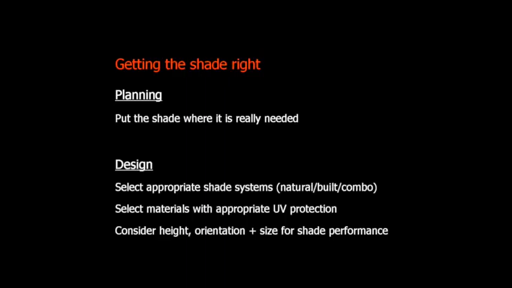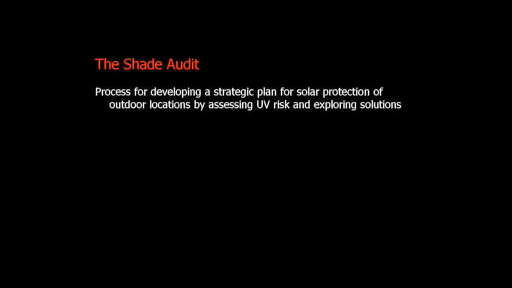The key to getting the shade right is firstly in planning shade, making sure we understand where the shade really needs to be and making sure we get it there. The other thing is to design shade that gives us appropriate shade solutions. We need to look at the system of shade, whether it's natural or built, or a combination of both. We need to get materials with the correct level of UV protection, and this is often a mistake that we see. We also need to consider the height, orientation and general arrangement of the shade structures or trees in order to get the outcome that we want. Generally this has been quite a hard process, and it's certainly one that communities have struggled with.